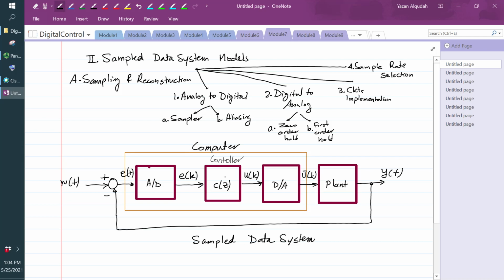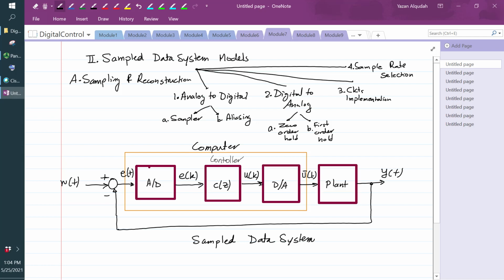Now the output of this filter, or the controller that we designed, has to be converted back to an analog signal in order to be able to input it to the plant. So therefore we're going to take U of k and put it through a digital to analog converter. That's going to give me U bar of t, and that is the signal that is applied to my plant. And then I'm going to have my output, Y of t, that is fed back in order to be compared to the command R of t and generate the error signal.